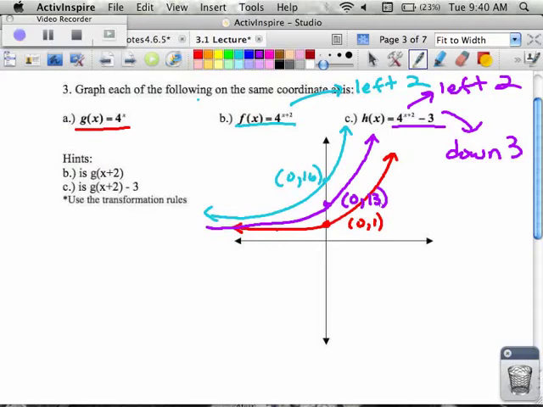Our transformation rules work with exponentials. We talked about it with the absolute value graph. We talked about it with square roots, with quadratics. Now we're doing exponentials. These rules work with everything. So I moved it left 2 and down 3. This is my new resulting y-intercept. The graphs all still kind of look the same. The domain is still going to be negative infinity to infinity. The range is still going to be 0 to infinity. The intercepts now, though, are different.